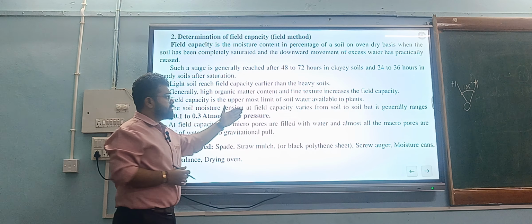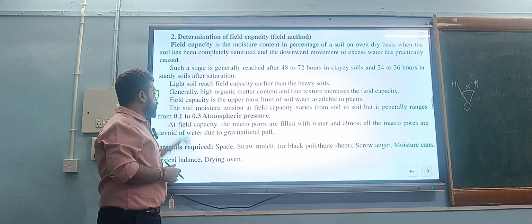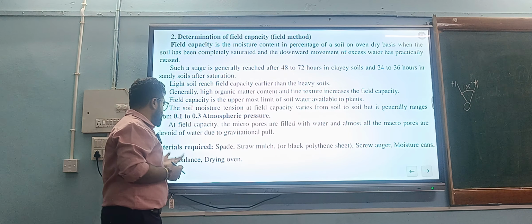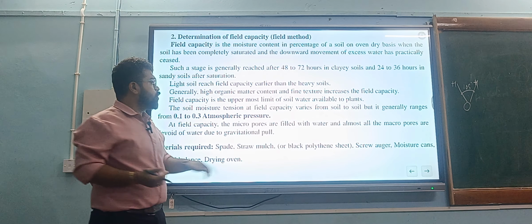And the soil moisture tension at field capacity is generally 0.1 to 0.3 bar. We will study it in detail. So the materials required are the spade, straw mulch, screw auger, moisture can, physical balance, and drying oven.